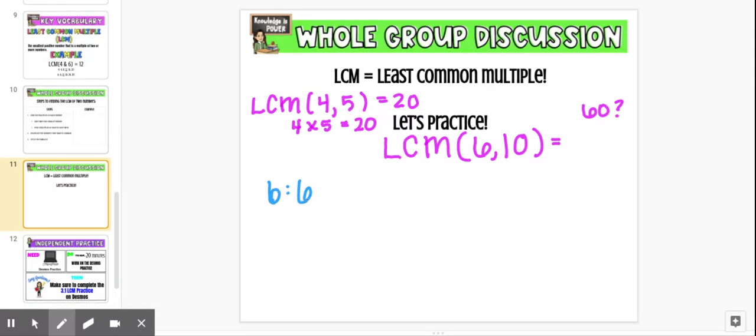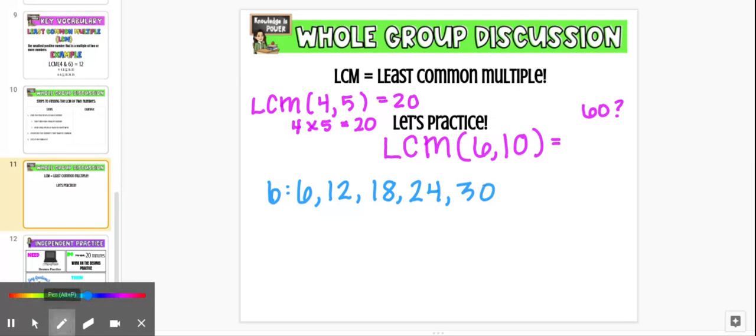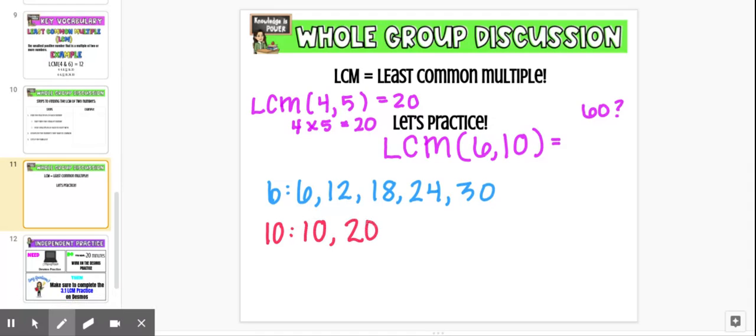So I have 6, 12, 18, 24, 30. Now I'm going to move on to 10. So we have 10. Is there a 10 in the top row? Nope. 20. Is there a 20? It'll be right there. Is there a 30? Yes. So we can stop. So what that means is that our LCM is 30. So notice it wasn't 60 like we originally thought it could be. So it's not always multiplying the two numbers together, and that's super important to know.